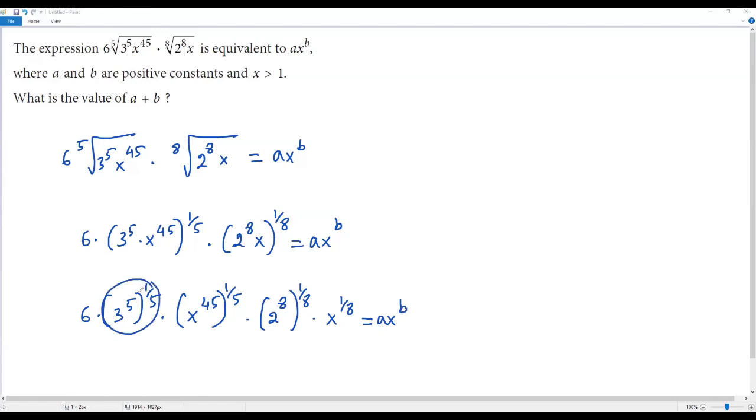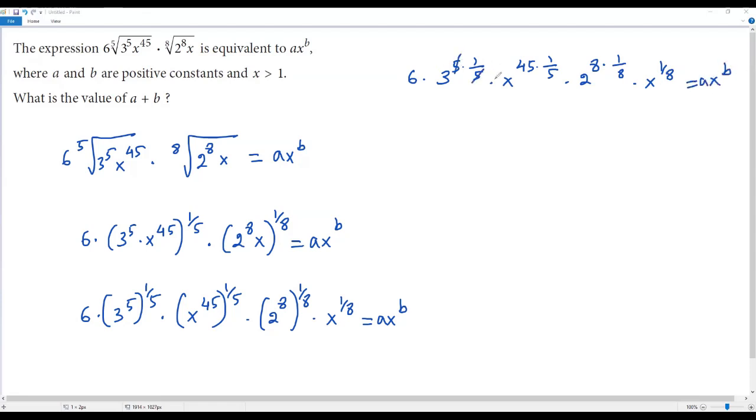Let's consider this part. The base is 3 and we have exponent 5, and for the complete part again we have exponent 1 over 5. Whenever we have two exponents like this, we can multiply the two exponents. That is 6 times 3 to the power of 5 times 1 over 5. I just multiplied the two exponents here. The same thing we have to do for the others. So that is times x to the power of 45 times 1 over 5 times 2 to the power of 8 times 1 over 8 times x to the power of 1 over 8 equals a times x to the power of b.